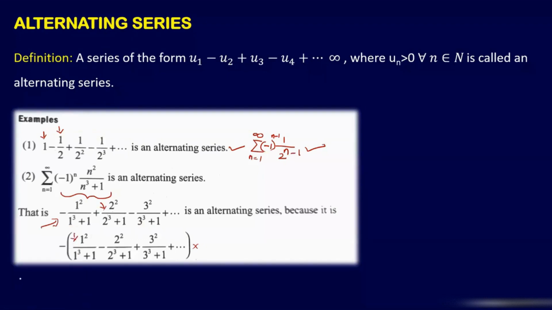Alternating series is of course an infinite series in which we'll find alternate sign changes, right? First, let us say the first term has a positive sign, then automatically the second term must have a negative sign, and then again positive sign, then negative sign. Like that, if you have alternate sign changes, then we'll call it an alternating series.